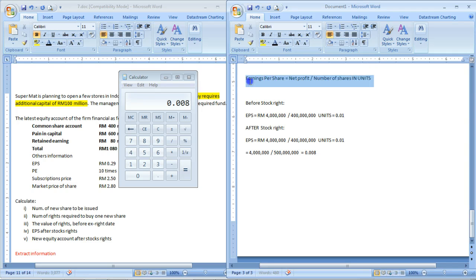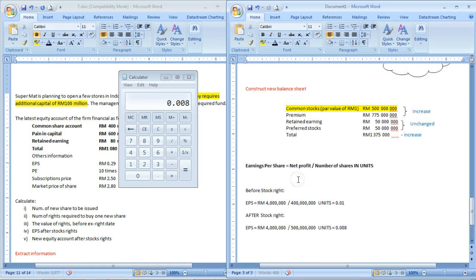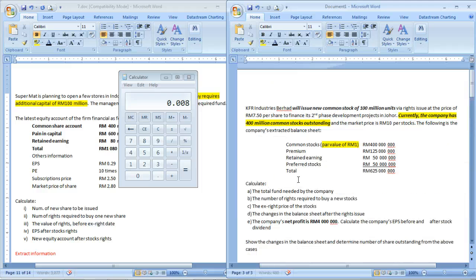Remember this formula, earning per share, with number of shares in units. Before stock right, the number is less because of the old shares. When you issue stock right, your number of shares will increase. After stock right, you are using 500 million. So before stock right is this, after stock right is this, because your number of shares has increased. That's all. So you can try to do this question.